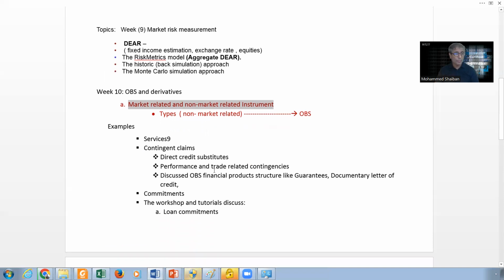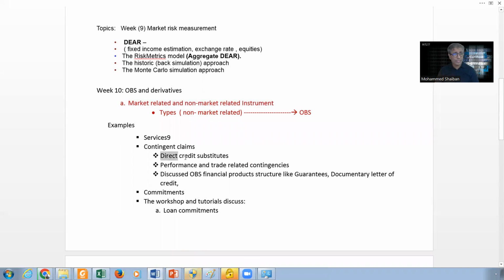As I told you, we talked about direct credit substitutes and performance trade related items, and there is no calculation in those. We have many diagrams, as you can see in the slides, but I'm not going to test you on those diagrams. I just want you to understand the types of those financial products under direct credit substitutes and performance and trade related contingencies.